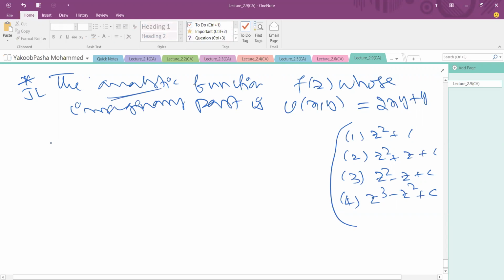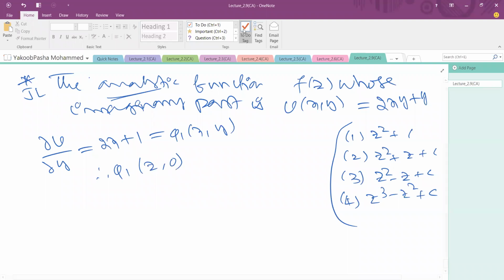Okay, first v of x comma y is given, so first we have to differentiate with respect to y. Dou v by dou y is equal to 2x plus 1. Taking 2x plus 1 as phi 1 of x comma y, find the value of phi 1 of z comma 0, which means replace x by z and y by 0. There is no y term, so directly it is 2z plus 1, and I wrote phi 1 of z comma 0. And find the value of dou v by dou x.